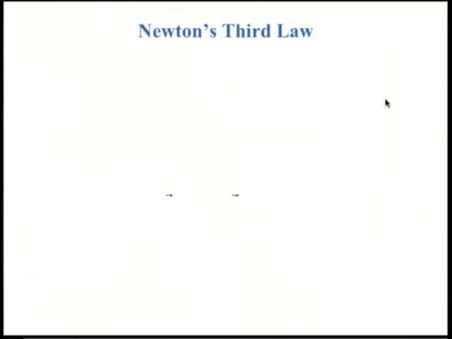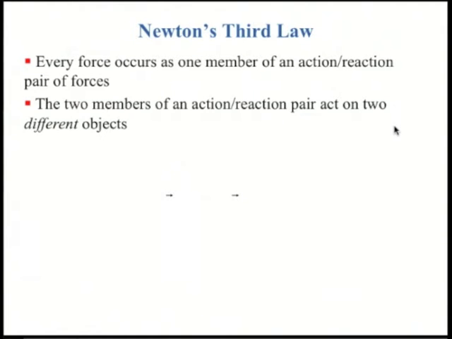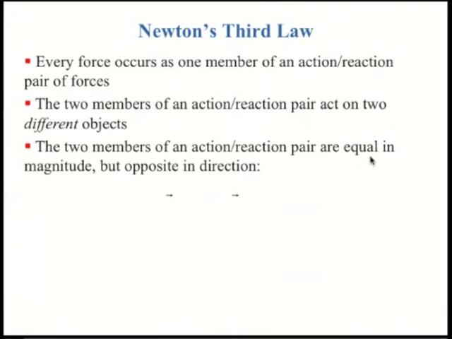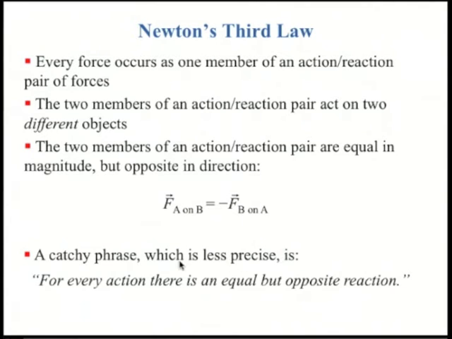Newton's third law can be summed up like this. Every force occurs as one member of an action-reaction pair of forces. These two forces act on different objects, and they are equal in magnitude but opposite in direction. Newton's third law in equation form looks like this: the force of A on B is the negative of the force of B on A, where B and A are different objects. You can describe it with a catchy phrase, which is not as precise, by saying, for every action, there is an equal but opposite reaction.